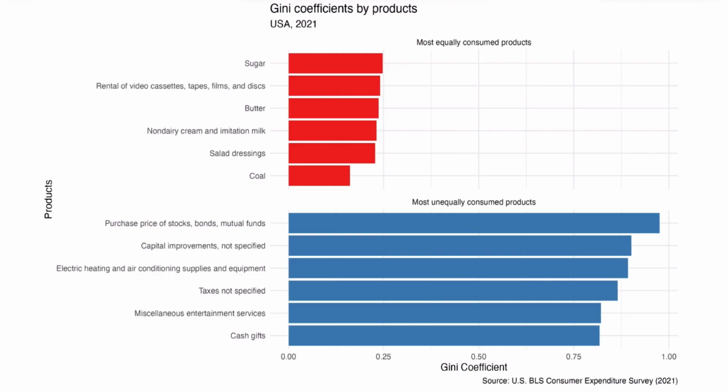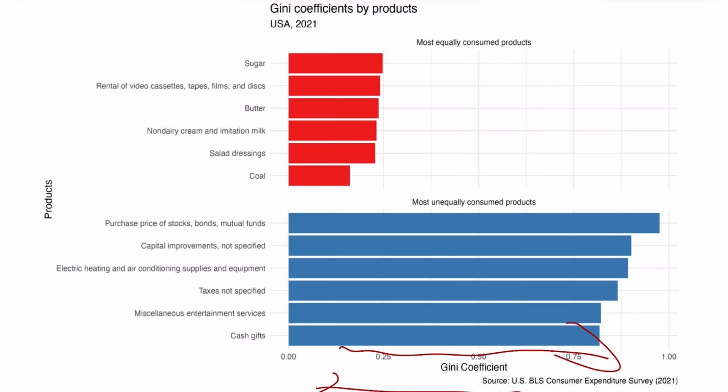Now, I'll be honest, I had to look up what the Gini coefficient was, and it turns out that the Gini coefficient tells us about the distribution of the purchase of products across economic classes. So the lower the coefficient, the lower the number, the more the product is equally distributed and purchased amongst different economic classes. And the higher the number, the greater the difference between them.